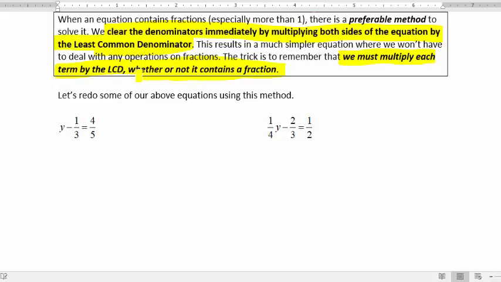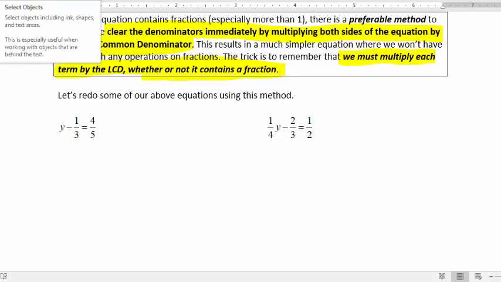So occasionally you'll get terms that don't have fractions, but they still need to be multiplied by the LCD, because it's the whole idea of balancing an equation, right? Everything has to be multiplied by whatever the LCD is, whether it has a fraction or not.